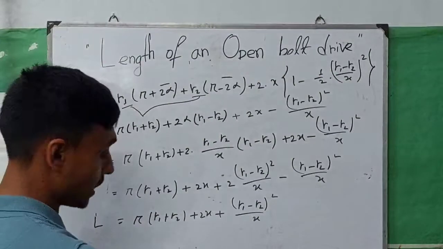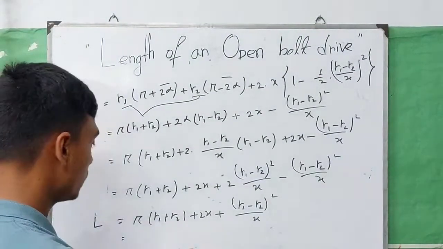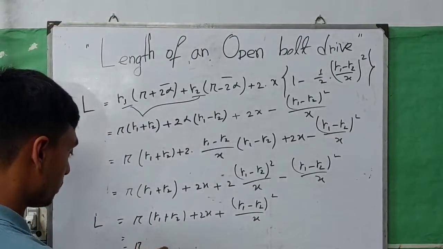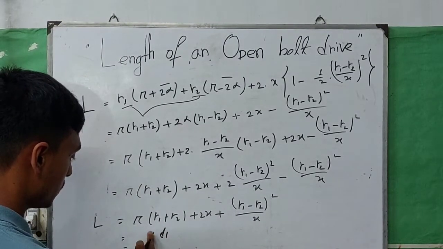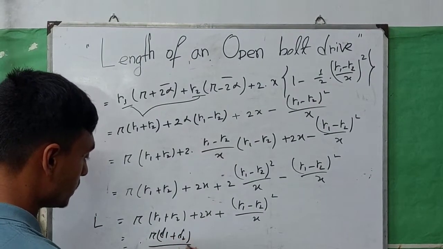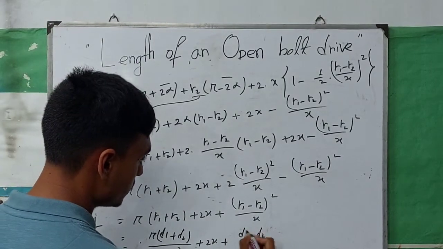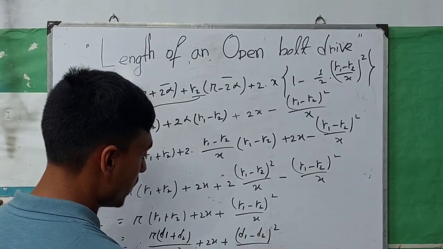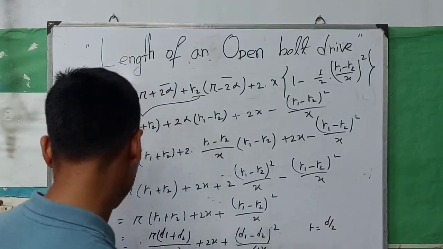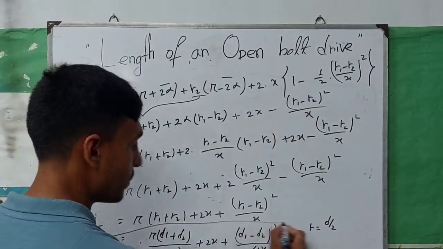But practically the dimension of a pulley is expressed as diameter, so we can put the value of r with respect to d. So we can write pi (d1 plus d2) by 2 plus 2x plus (d1 minus d2) square by 4x, since r equal to d by 2. This is our final practical result for the length of an open belt drive system.